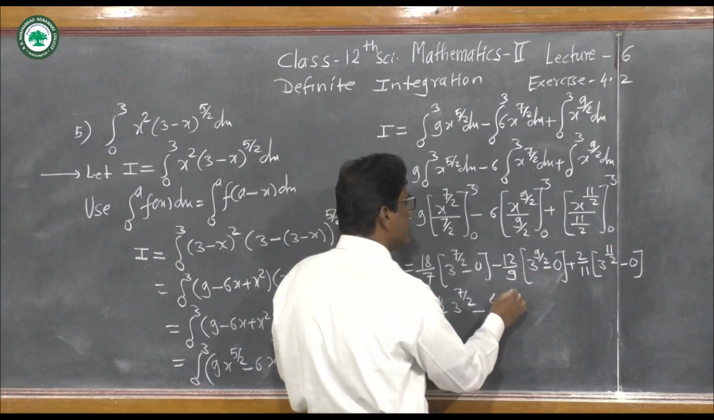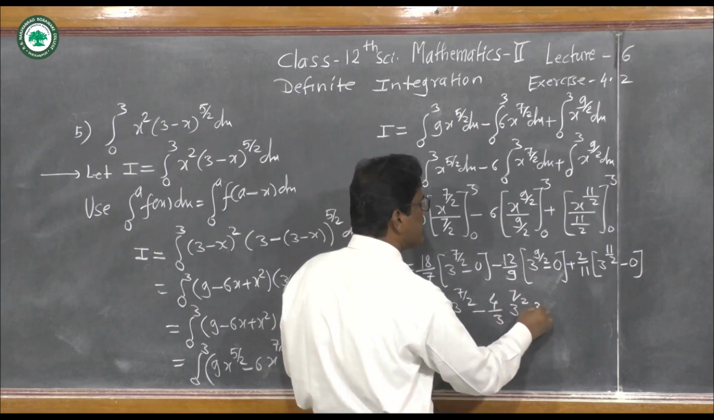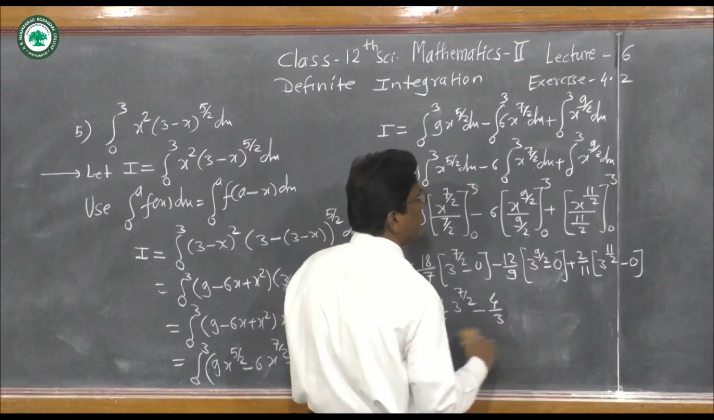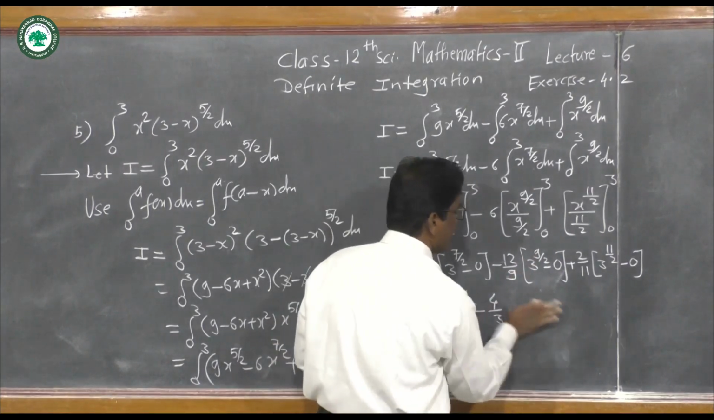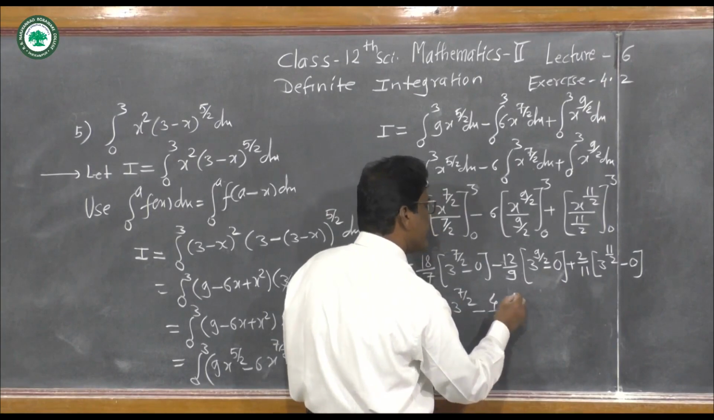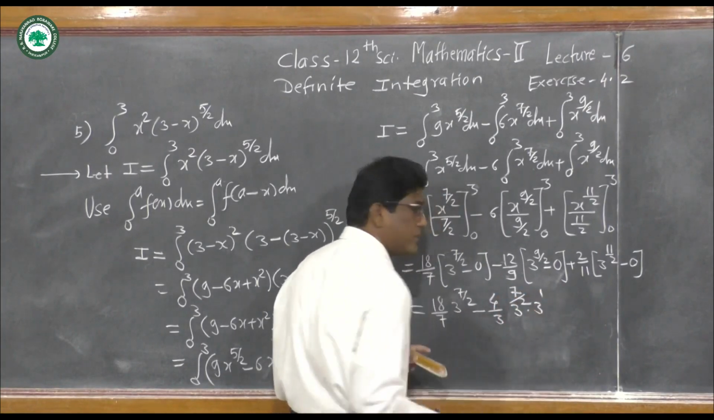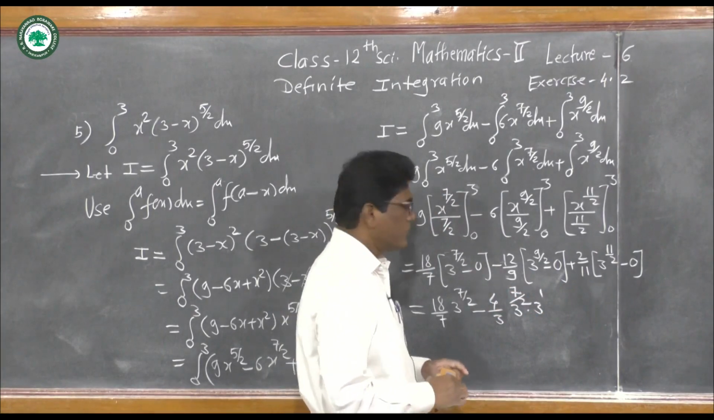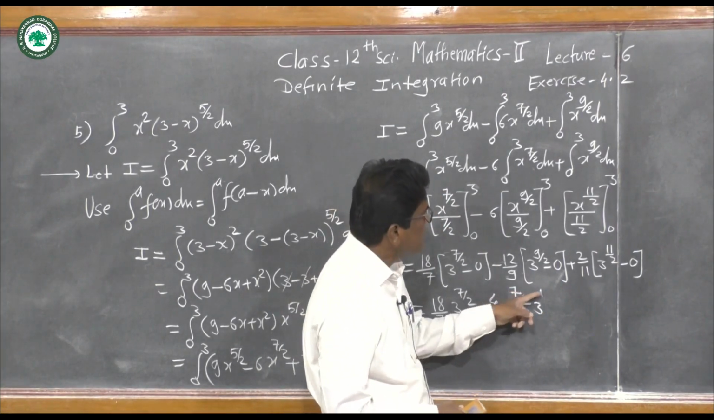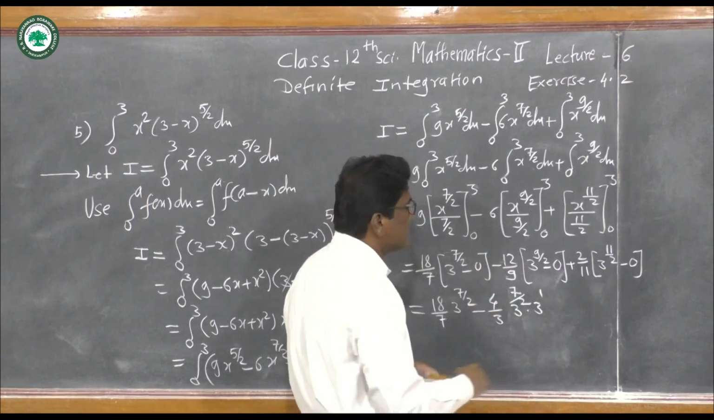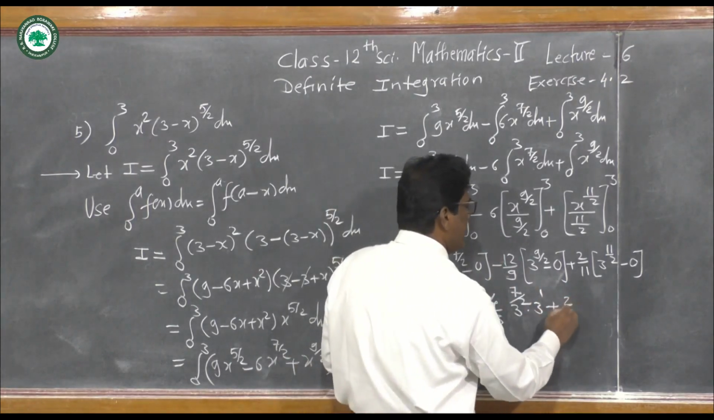2, we write 3 to the power 7 by 2 into 3 to the power 1. See here, this 3 to the power 9 by 2. We write this 3 to the power 9 by 2 as 3 to the power 7 by 2 into 3 to the power 1 using the rule of indices. We take addition of these two, 7 by 2 plus 1, that is 9 by 2, plus 2 upon 11 as it is.